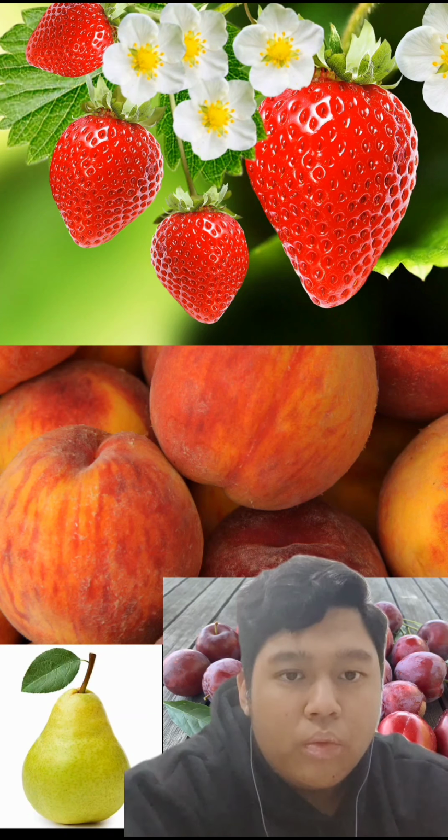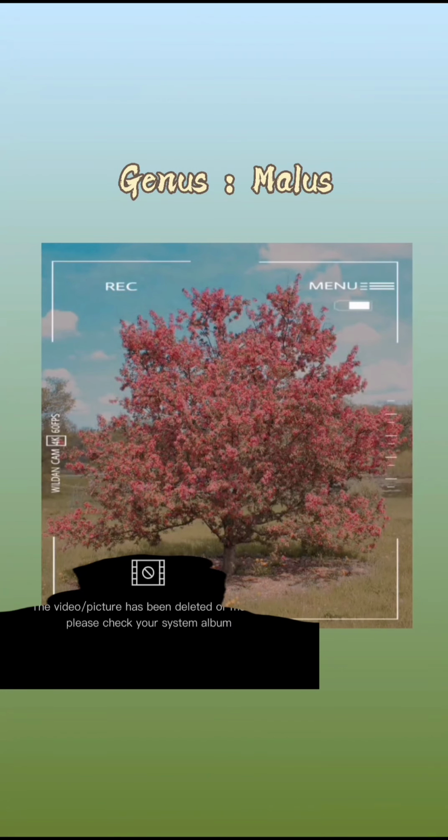And now, we have some fruit that is under classification of this family, such as we have strawberries, we have plum, we have peach, and last but not least, we have also pear in this category of family. Okay, now we have the genus of the apple, which is Malus. Malus is basically a genus of 30 to 55 species of small trees or shrubs in the family of Rosaceae, and also known as eating apple, cooking apple, or other species of apple.